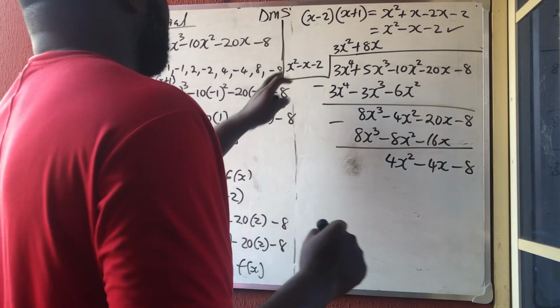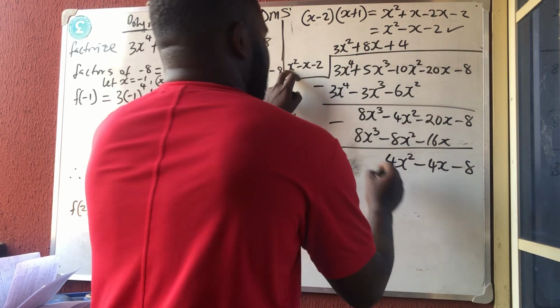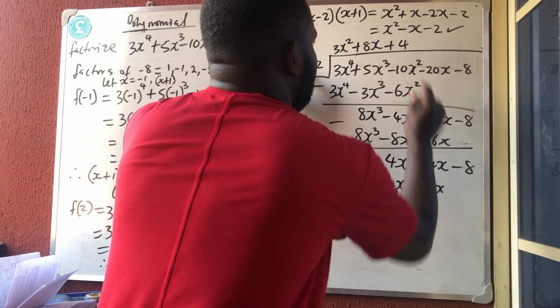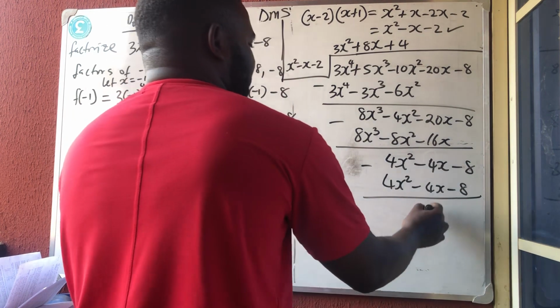So let's continue. This divided by this, I'm having just plus 4. This time this, 4x squared. This time this, minus 4x. This time this, minus 8. Now, if you see that this subtracting this, I'm having what? 0.